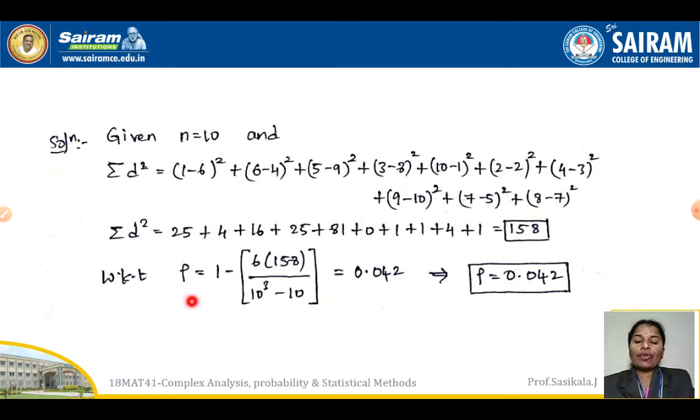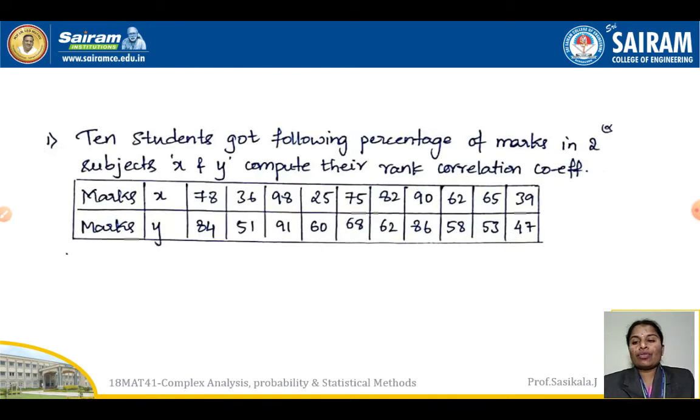So rho is equal to 1 minus 6 into summation d squared, which is 158, by n cubed minus n. What is n here? It is the number of data, that means the number of contestants, which is 10, right? So the answer is 0.042. The Spearman rank correlation for the given ranks is 0.042.